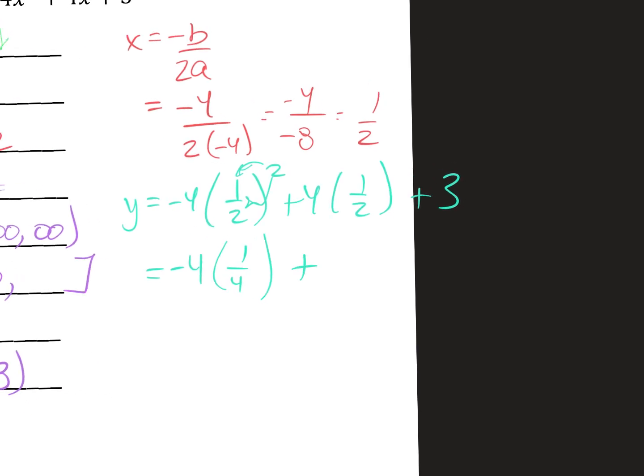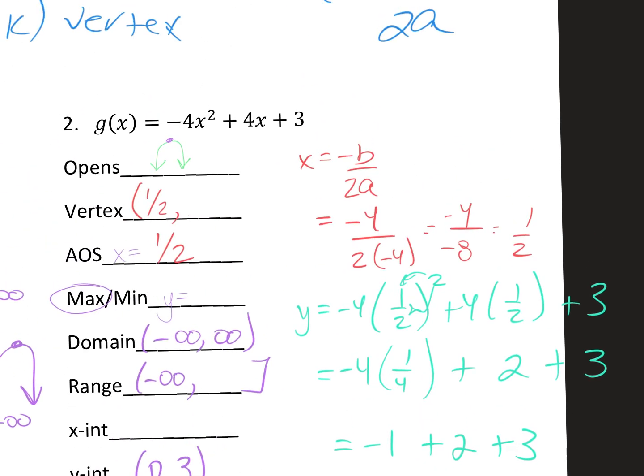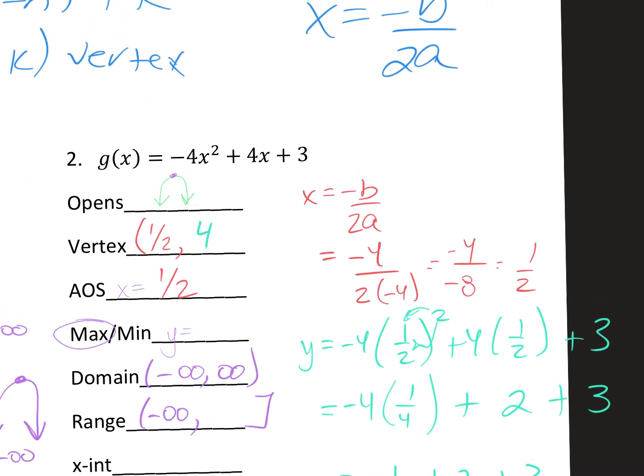And then I have plus, what's 4 times 1/2? Ooh, that's nice. What's negative 4 times 1/4? Oop, just negative 1 plus 2 plus 3. We read left to right. You compute left to right. What's negative 1 plus 2? 1. And 1 plus 3 is? So y equals 4. So the vertex, the y part is at 4.